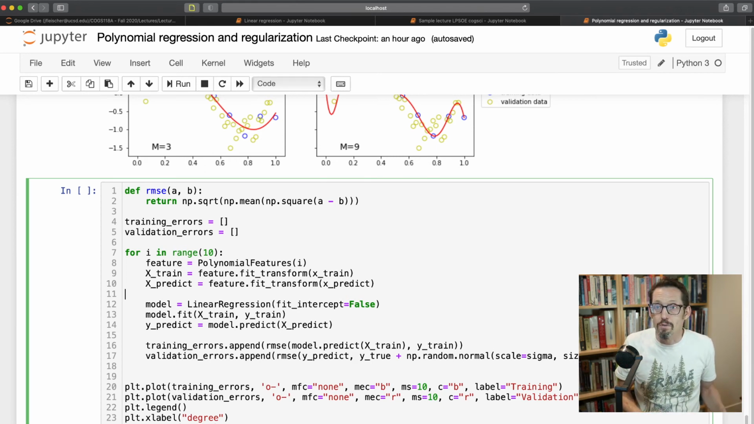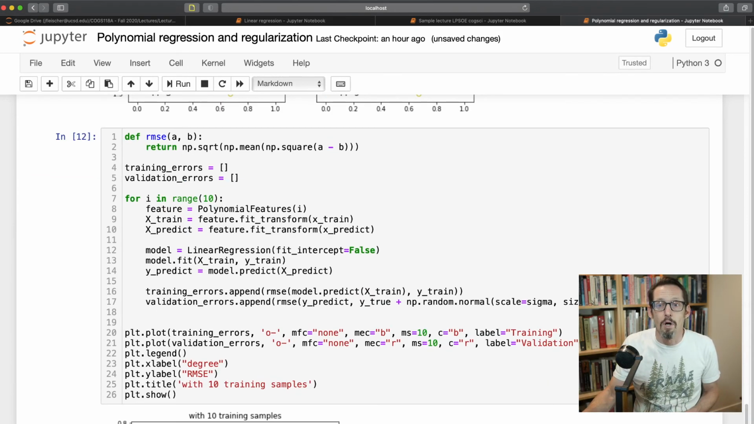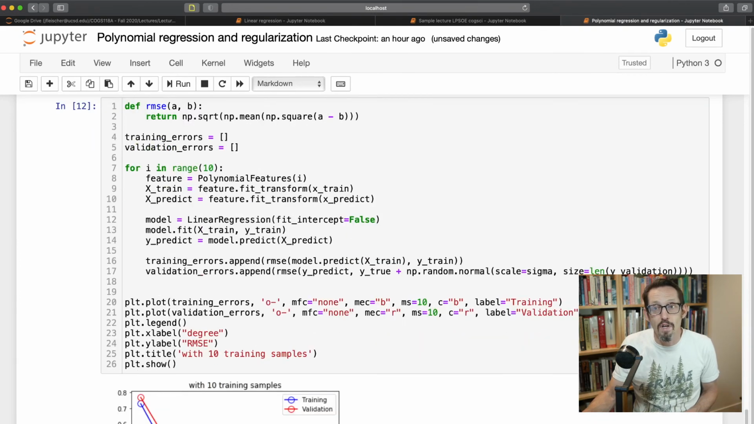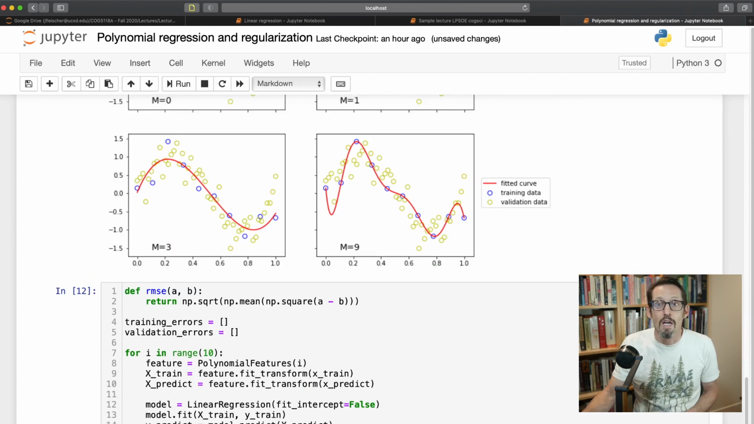All right, so what are we trying to do here? What we are trying to do is we're going to plot for every degree of polynomial how much training error we've got and how much validation error we've got. Remember that the training error refers to how close you are to the blue points. And remember that the validation error is how close you are to the yellow points.